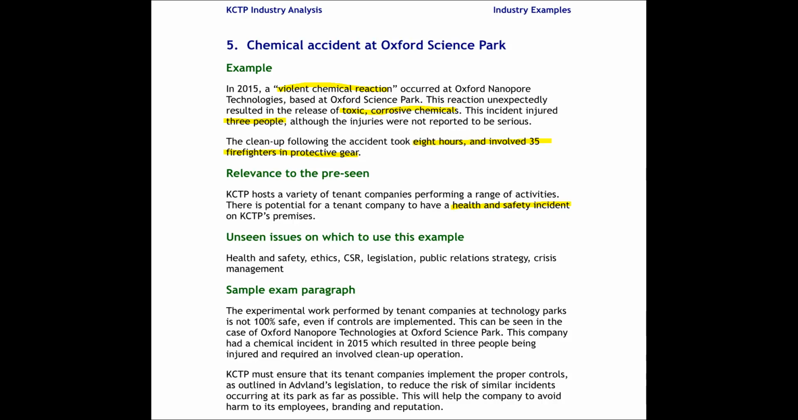So the experimental work performed by tenant companies at technology parks is not 100% safe, even if controls are implemented. So this can be seen in the case of Oxford Nanopore Technologies at Oxford Science Park. This company had a chemical incident in 2015 which resulted in 3 people being injured and required an involved cleanup operation. So again, if there is this kind of work, so in this case laboratory related work involving chemicals, it's never completely safe. There is always the chance that such an incident could occur.